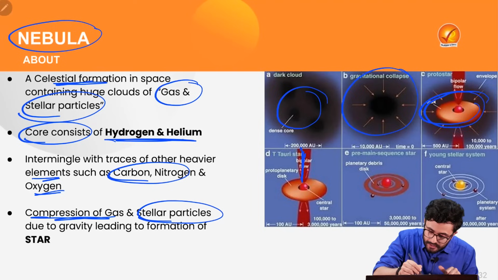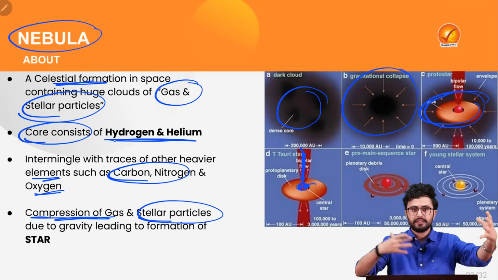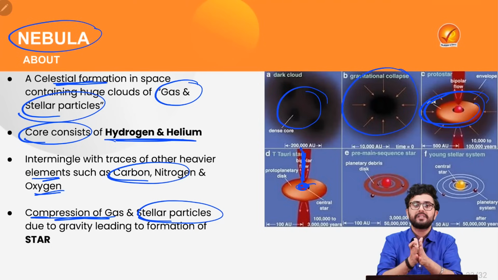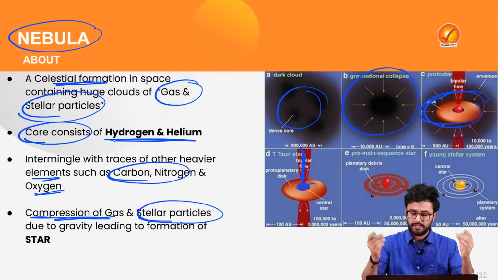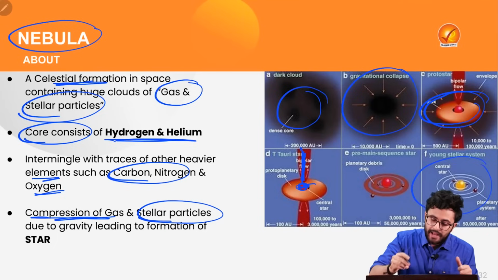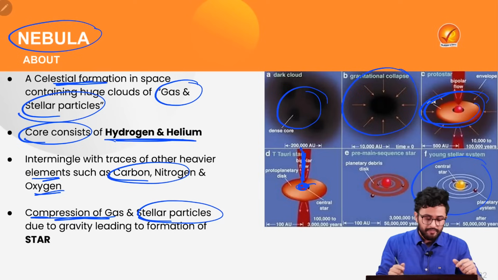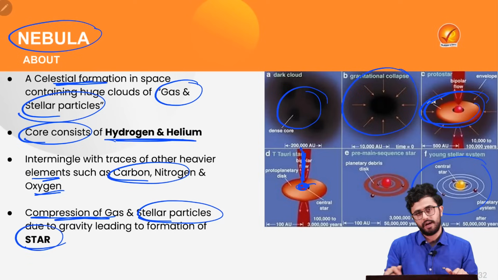Then, because a central star starts emerging where everything is coming from, elements are colliding with each other, and a burning of elements starts taking place. And over a period of time, ultimately this nebula will turn into a star.